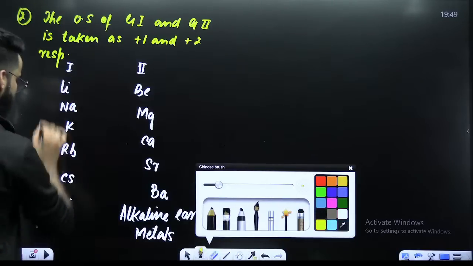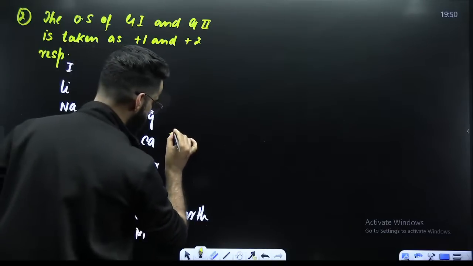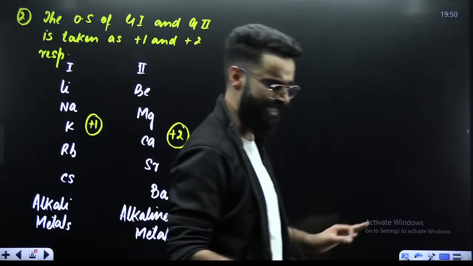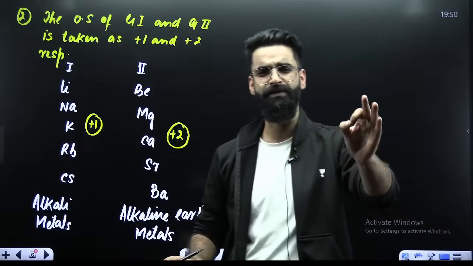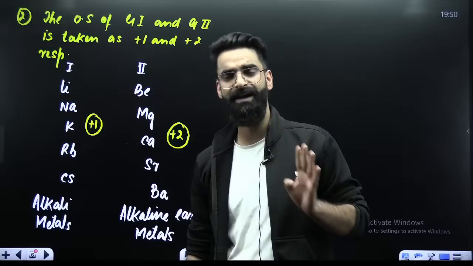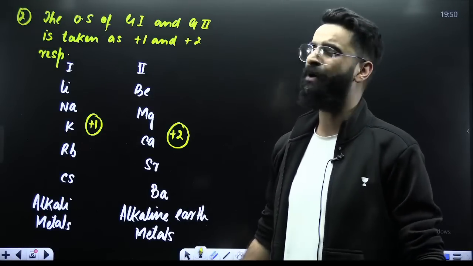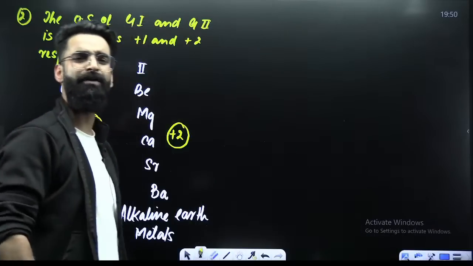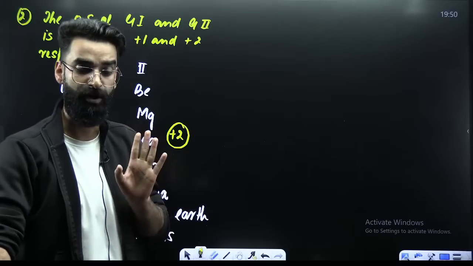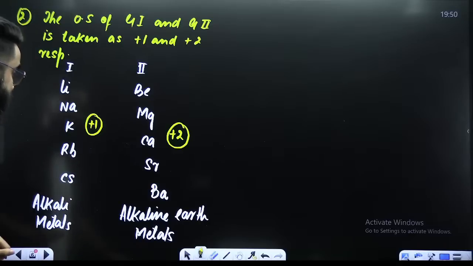My dear students, let me tell you, the oxidation state of group first elements is taken as +1 and the oxidation state of group second elements is taken as +2. From now onwards, in any compound, if you see a group first element, take its oxidation state directly as +1. If you see a group second element, take its oxidation state directly as +2. Whatever compound it's going to be, group first elements are always going to show +1 oxidation state, and group 2 elements are always going to show +2. This was your rule number 2.